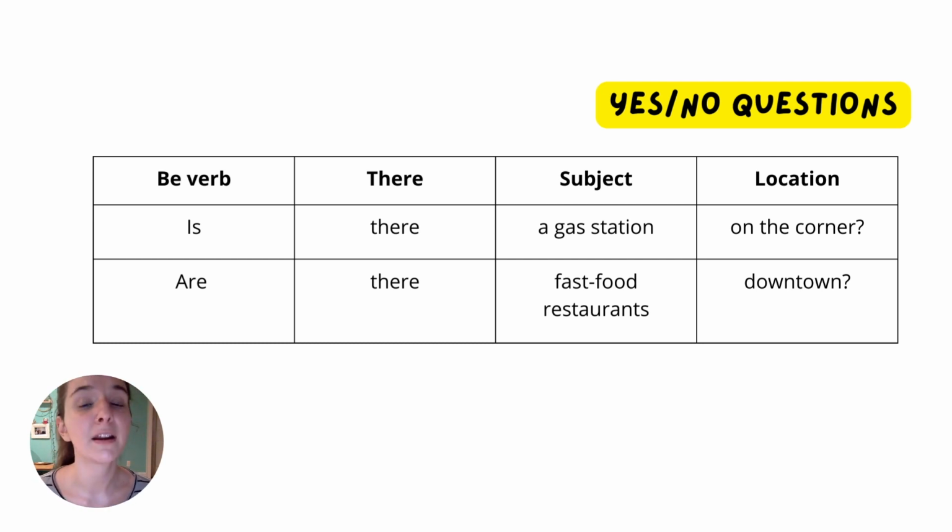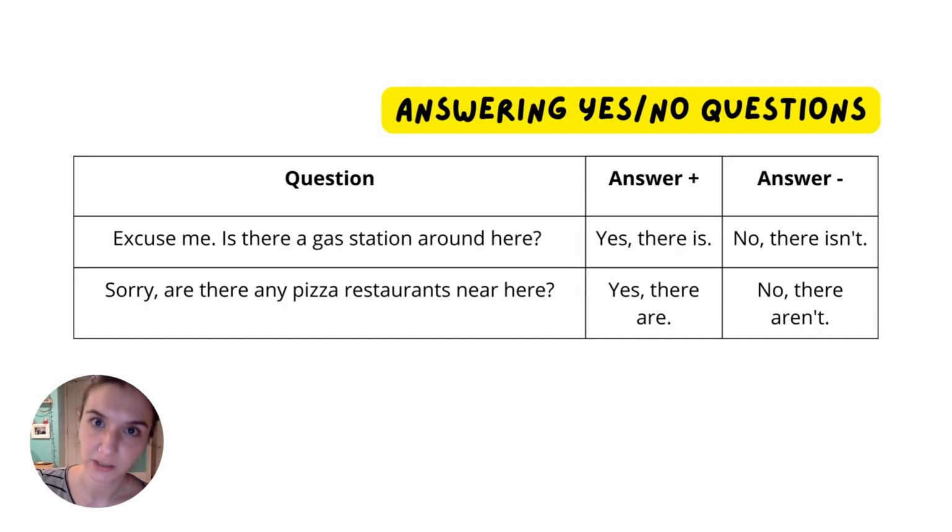Or are there fast food restaurants downtown? When we ask a yes or no question using there is or there are, the answer is usually short and can be either affirmative or negative. Let's take a look at some of these example answers in this chart. So the question is, excuse me, is there a gas station around here? And if you are giving an affirmative answer, you can say, yes, there is. Or if it's negative, it would be, no, there isn't.